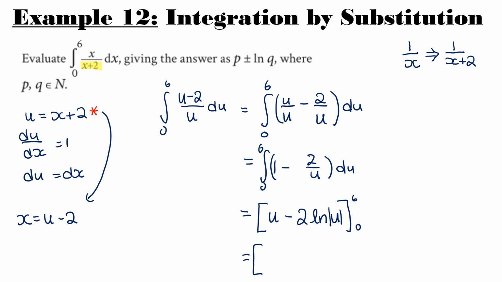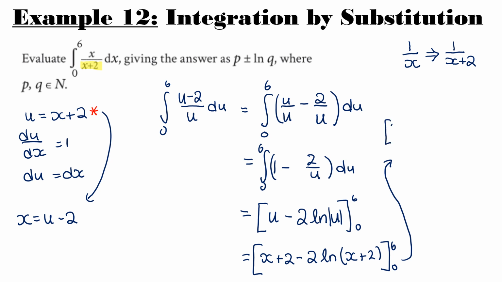Remember, we are not plugging in for u. You're plugging in for x. So let's replace our u with our x, and that's ln x plus 2. Because of our values, I'm just going to write that without the absolute value signs because I know we're plugging in a 6 and a 0, which is fine. And then we're going to evaluate that for 6. So 6 plus 2 minus 2 ln 8, minus 0 plus 2 minus 2 ln 2.